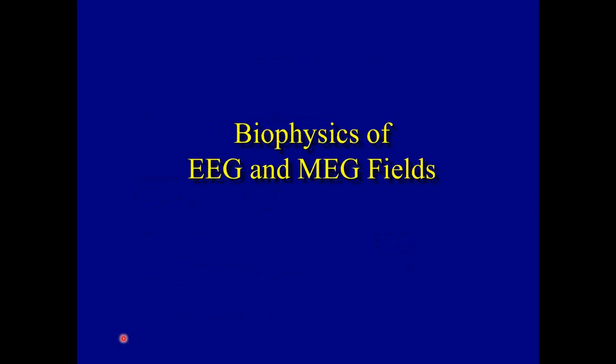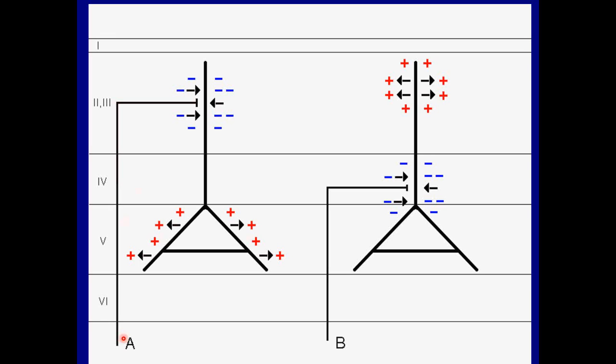Now, in order to talk about source modeling, I need to go back and review some basic biophysics of EEG and MEG. Now, this is about as basic as you can get. Here's some schematics of the pyramidal cells in our cortex. Remember that EEG is a result of extracellular potentials due to graded activity, EPSPs and IPSPs.